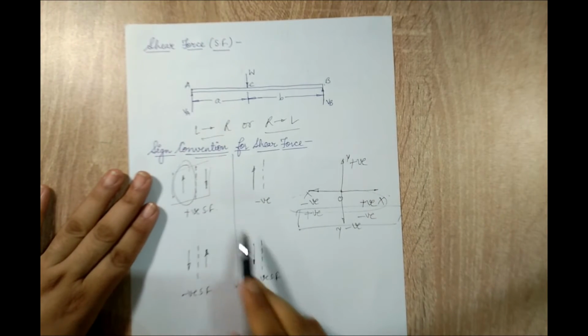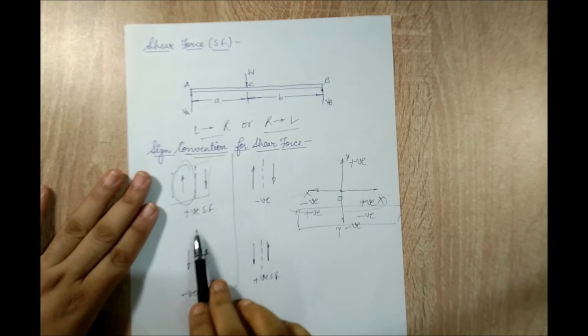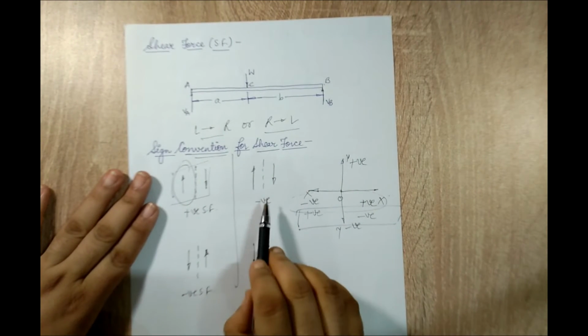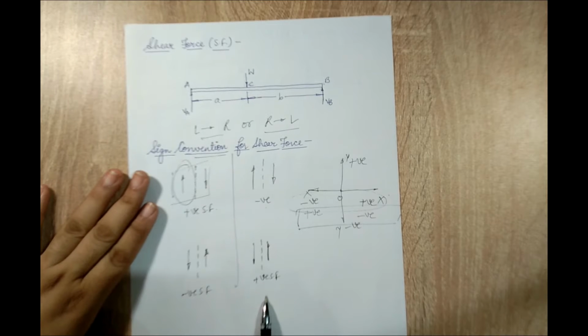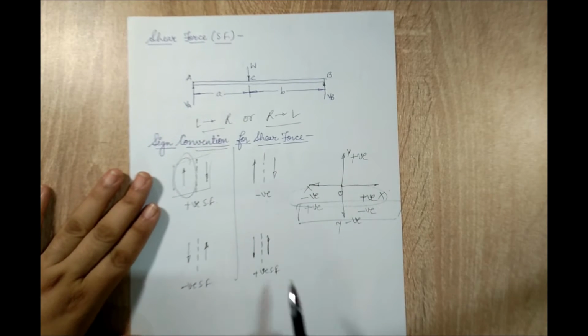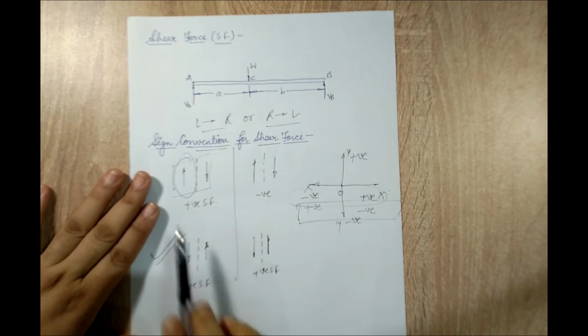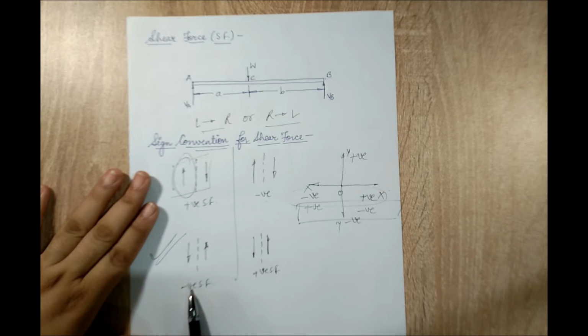So what you see is I have just drawn the same convention here and I have just changed it from positive to negative, negative to positive. So this is my convention. I can use it the way I want. Now I will be using this side. I am not using this because this is a very standard way of solving. So this is my sign convention for shear force.